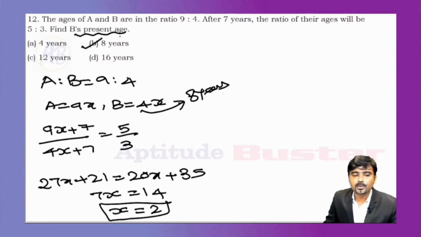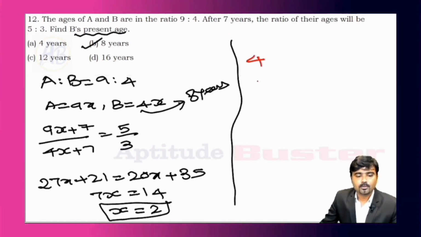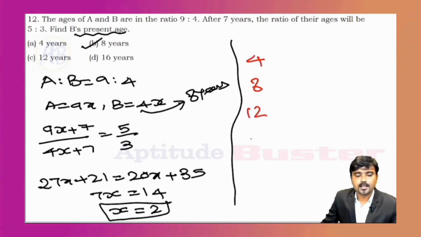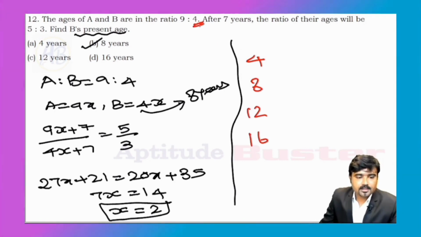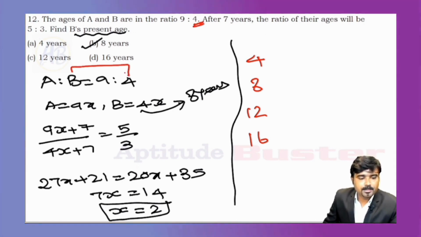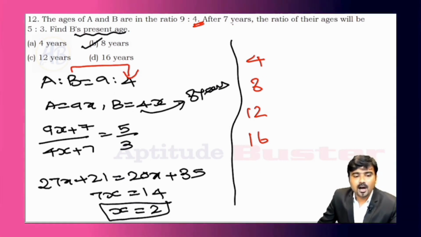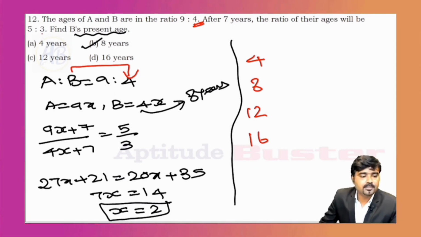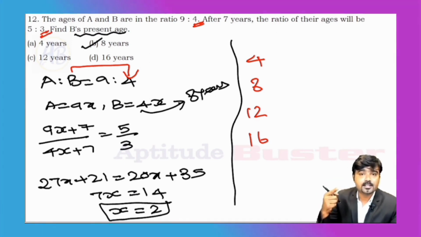But don't do this. Go through the answer choices. 4, 8, 12 and 16, right? Okay. B's ratio is 4, right? A is to B, 9 is to 4, means B should be a multiple of 4. In this answer choice, all are multiples of 4. Okay, leave it. After 7 years, what's B's ratio? After 7 years, B's ratio is 3. That means after 7 years, B's value should be a multiple of 3.